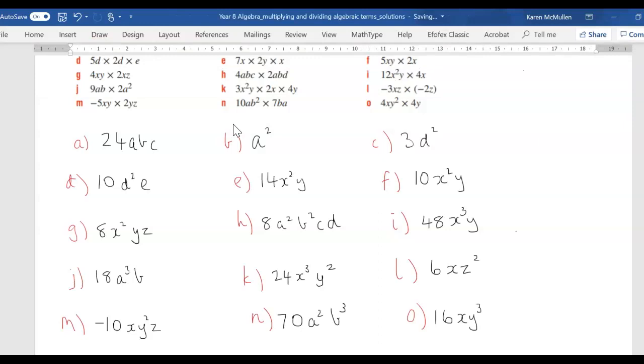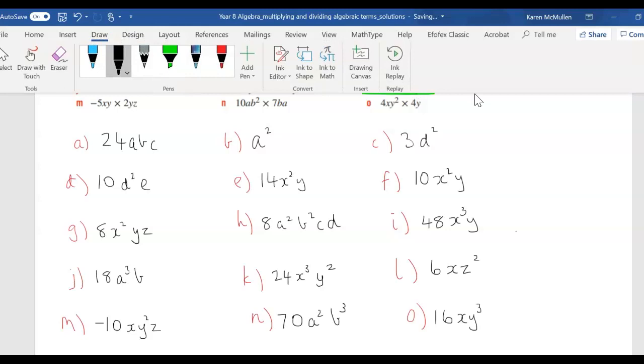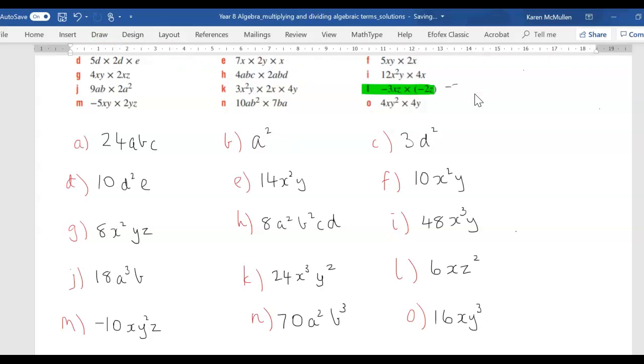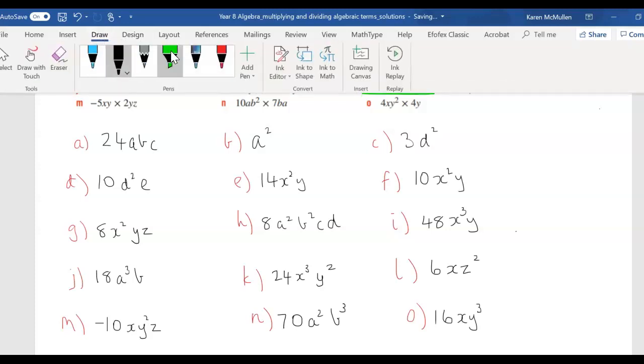So if we look at L, we've got negative 3 times negative 2, our coefficients. A negative times a negative actually gives you a positive. So just remember that when you're multiplying negative numbers.